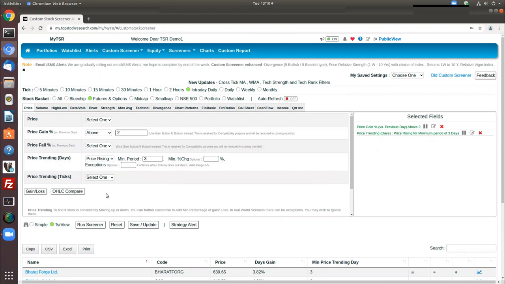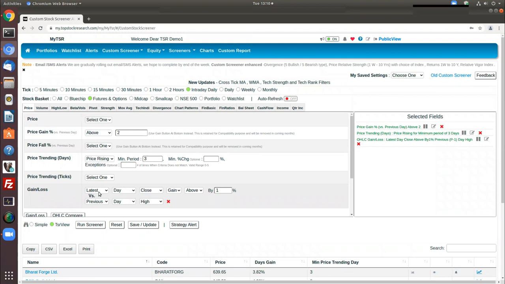Now, also let me take you to some of the very interesting stuff, which is price gain. So I'm looking for the same query, which is latest day close gain is above, below, or equal, is greater than 2% of previous day close. So once I select this, then this becomes far more powerful because it gives you an option of close gain above, below, previous day. Either you can choose close or you can also choose high. So let's say we choose high and see if we are lucky to get any results.